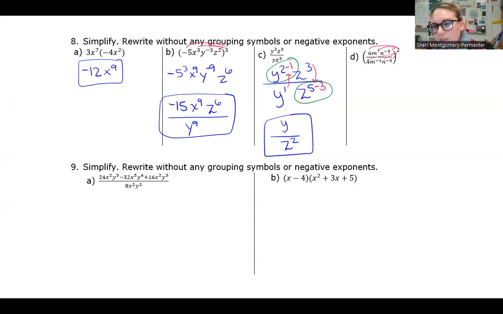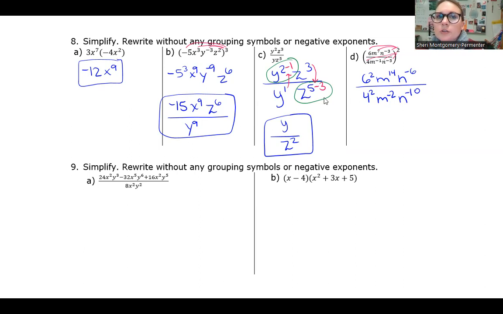So I will end up with 6 to the second power. Anytime I'm raising something to an exponent, I multiply. So I have m to the 14, negative 3 times 2, so negative 6. On the bottom, 4 squared, m to the negative 2, n to the negative 10th power.